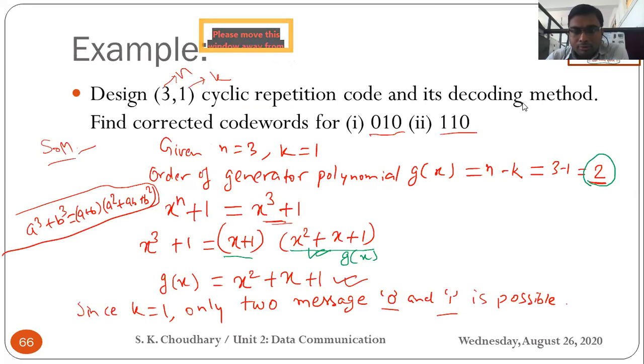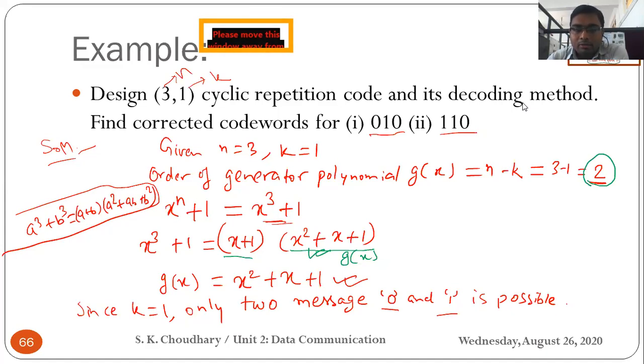So on your screen it is displayed which example we have taken. We have taken the design of a (3,1) cyclic repetition code and its decoding method. Find the corrected code word for two received code words. The first one is 010 and the second one is 110. Up to 010 we have learned. I am just taking a quick review of whatever we have done.